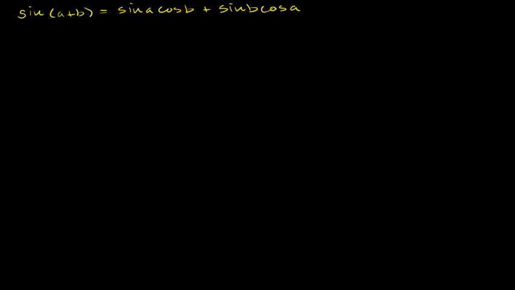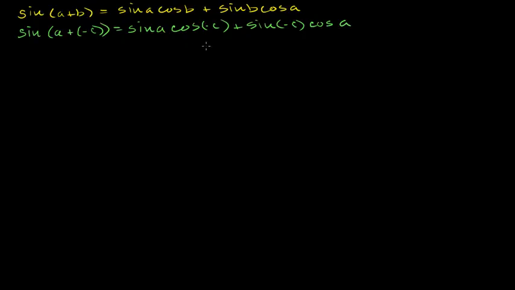And then if we want to know the sine of, well, I'll just write it a little differently. What if I wanted to figure out the sine of a plus, I'll write it this way, minus c, which is the same thing as a minus c, right? Well, we could just use this formula up here to say, well, that's equal to the sine of a times the cosine of minus c plus the sine of minus c times the cosine of a.